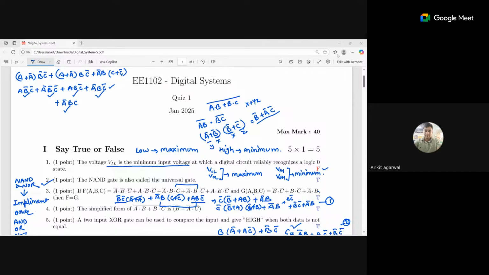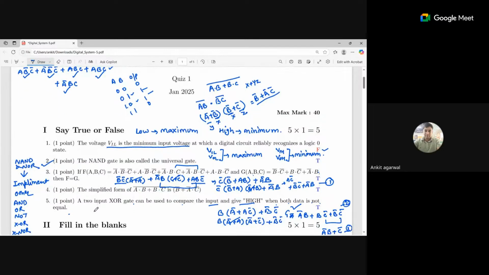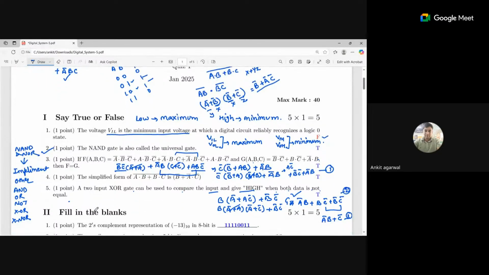Okay. Now the fifth question is related to the XOR gate. So A B output: 0 0 gives 0, 0 1 gives 1, 1 0 gives 1, and 1 1 gives 0. Here it is asking that the two input XOR gate can be used to compare the inputs and give high when both data are not equal. You can see that the output is high when data are not equal. One data is 0, second is 1. One is 1, second is 0. So when both data are not equal, it gives the high output. So that condition is also true.